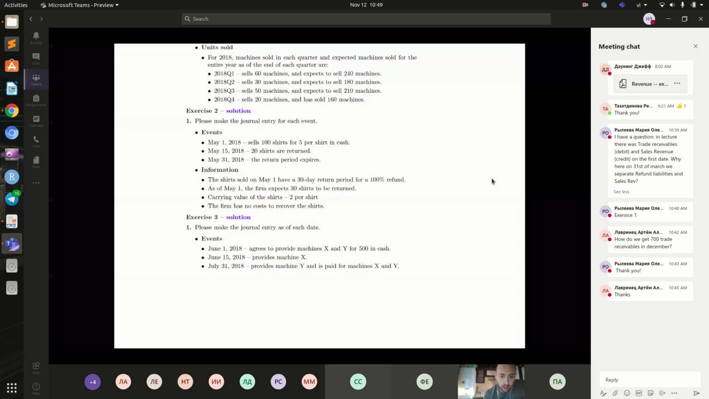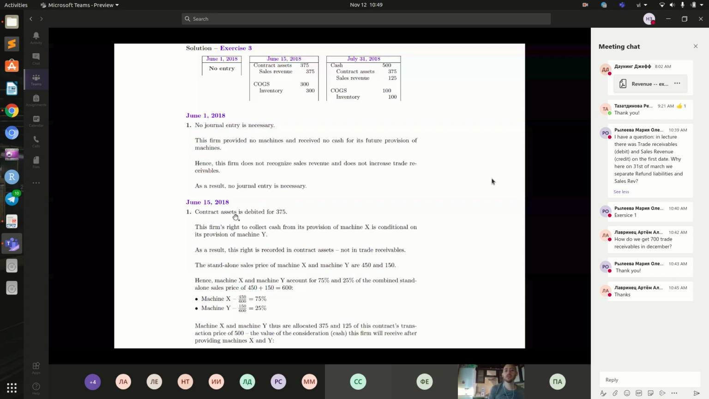Exercise 3, we have a contract with 2 performance obligations, the provision of machine X and machine Y. We have to determine the value of revenue to recognize for the provision of each of these machines, or for the satisfaction of each of these performance obligations. On June 15th, when we provide machine X, revenue is 375, July 31st, machine Y, revenue is 125.